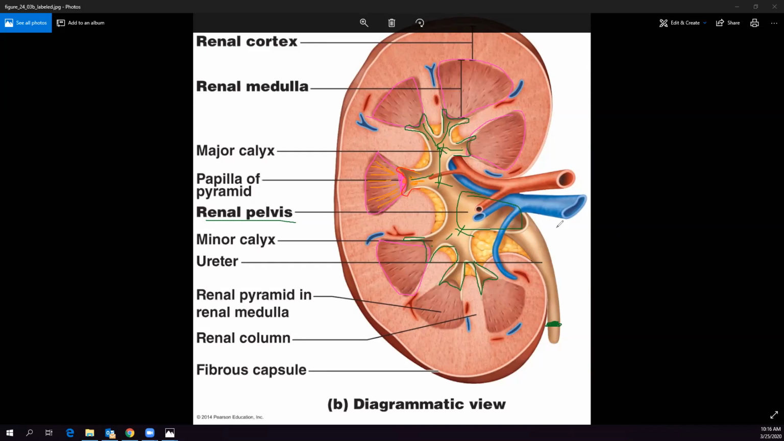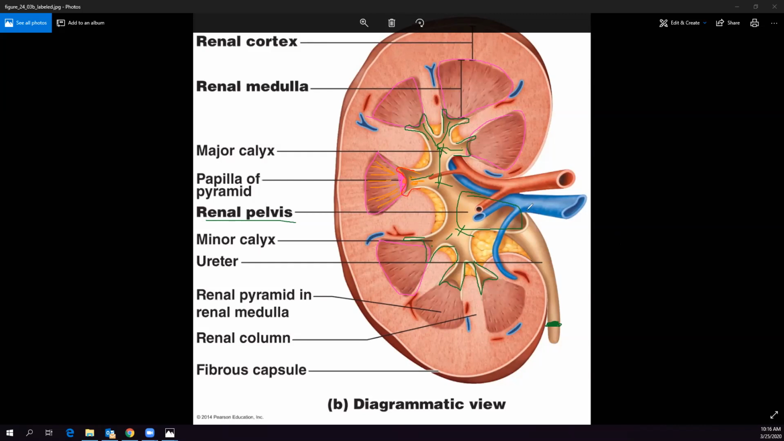All right, now let's go on down with the macroscopic stuff. So we're going to skip the nephron, and the collecting duct's really part of the nephron, but not.